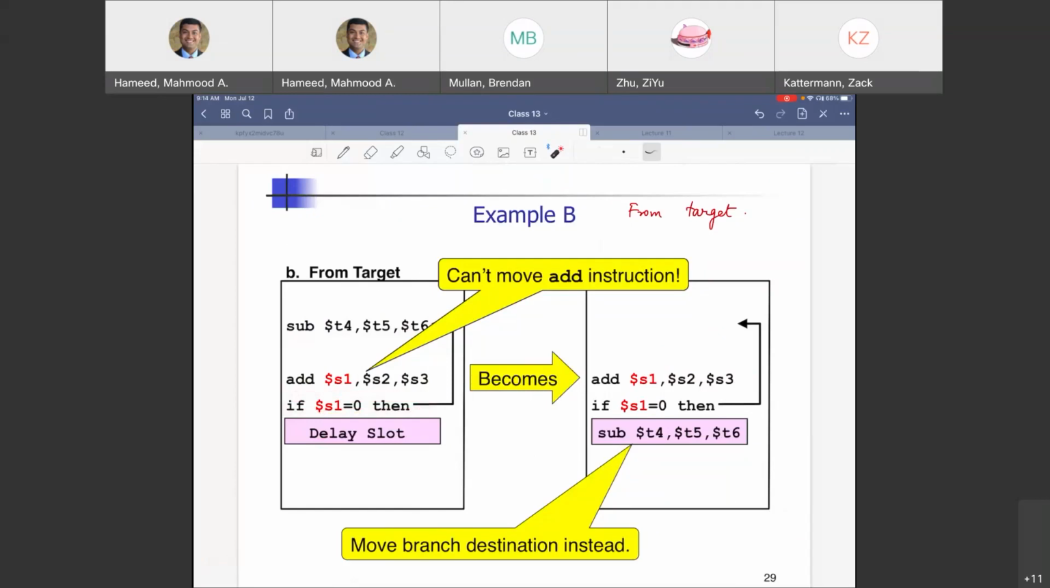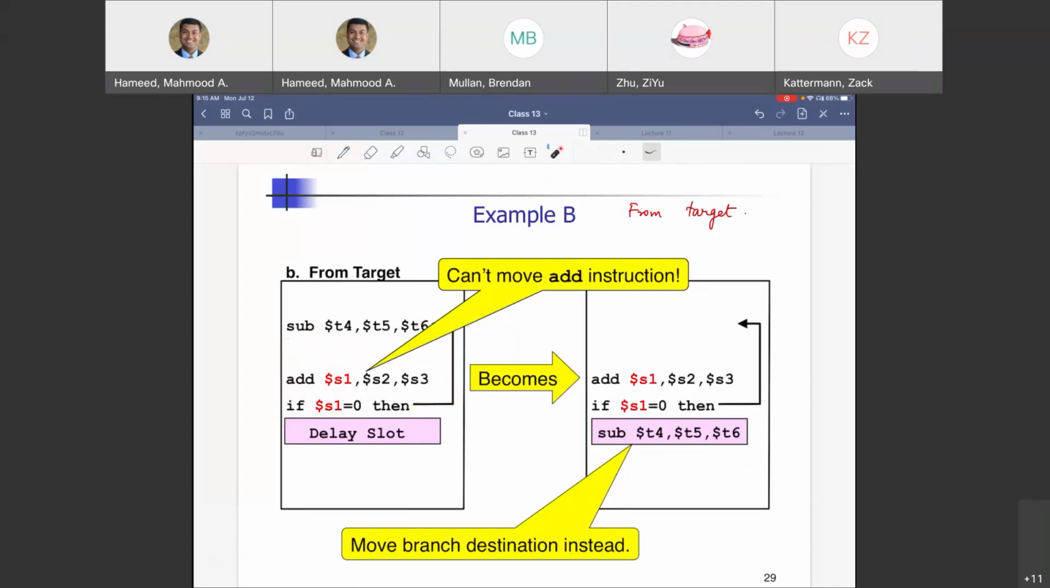So clearly, we cannot move add over here, right? The reason is that you're changing S1 and you're checking S1. You cannot change that order anymore. But what you can do in this case is, the target of the branch instruction is over here, right? You can move the target into this.